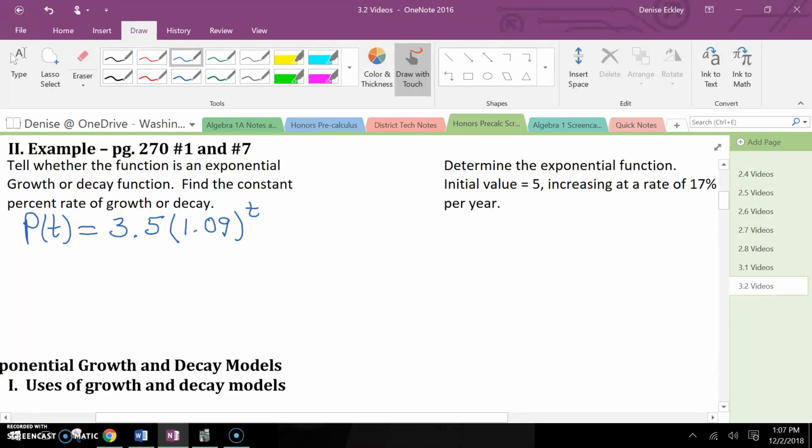So the function for number one is P of t equals 3.5 times 1.09. Because the factor in the parentheses is greater than 1, it is a growth function. And the percentage rate of growth is going to be how much we are over 100% or over 1. So that is going to be 0.09, which gives us 9% growth rate.